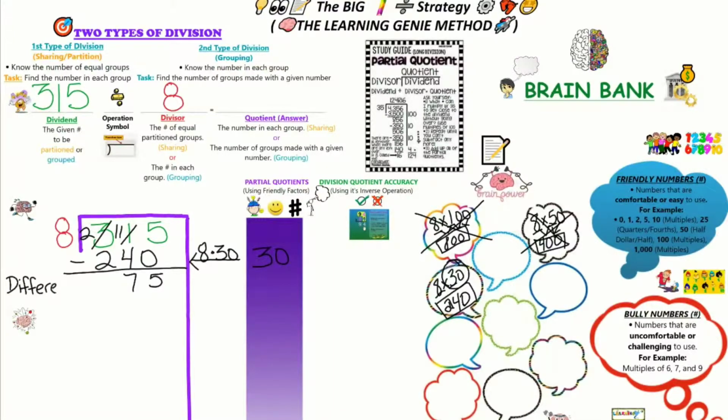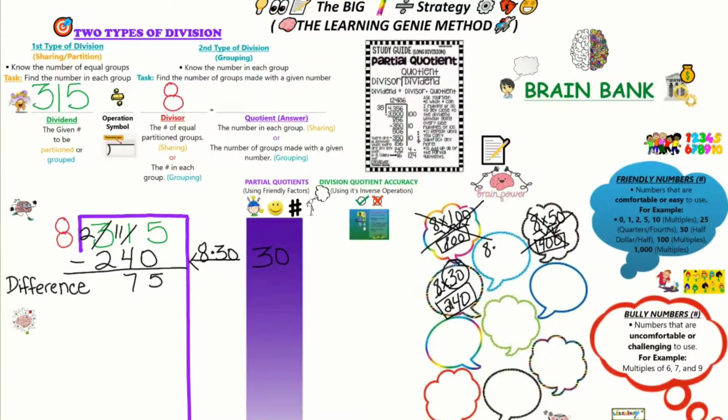This difference now becomes my new quotient that I must search for friendly numbers again for. So I must think about some friendly numbers. Let's see, I need to skip count by 8 now until I get as close as I can to 75 without going over 75. Well, 240 is too large. That's definitely over 75. So let's try another factor, another friendly number. Let's try 5.